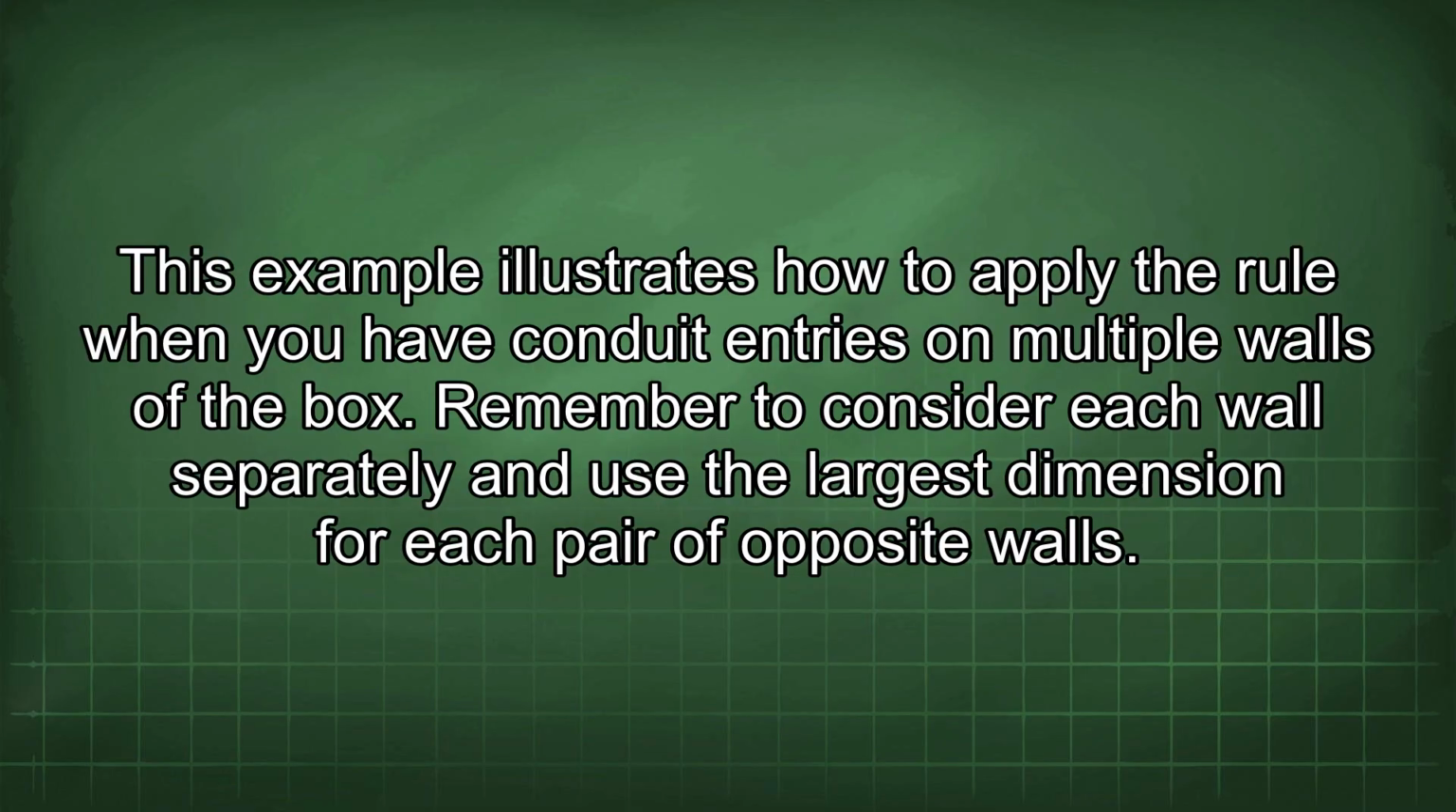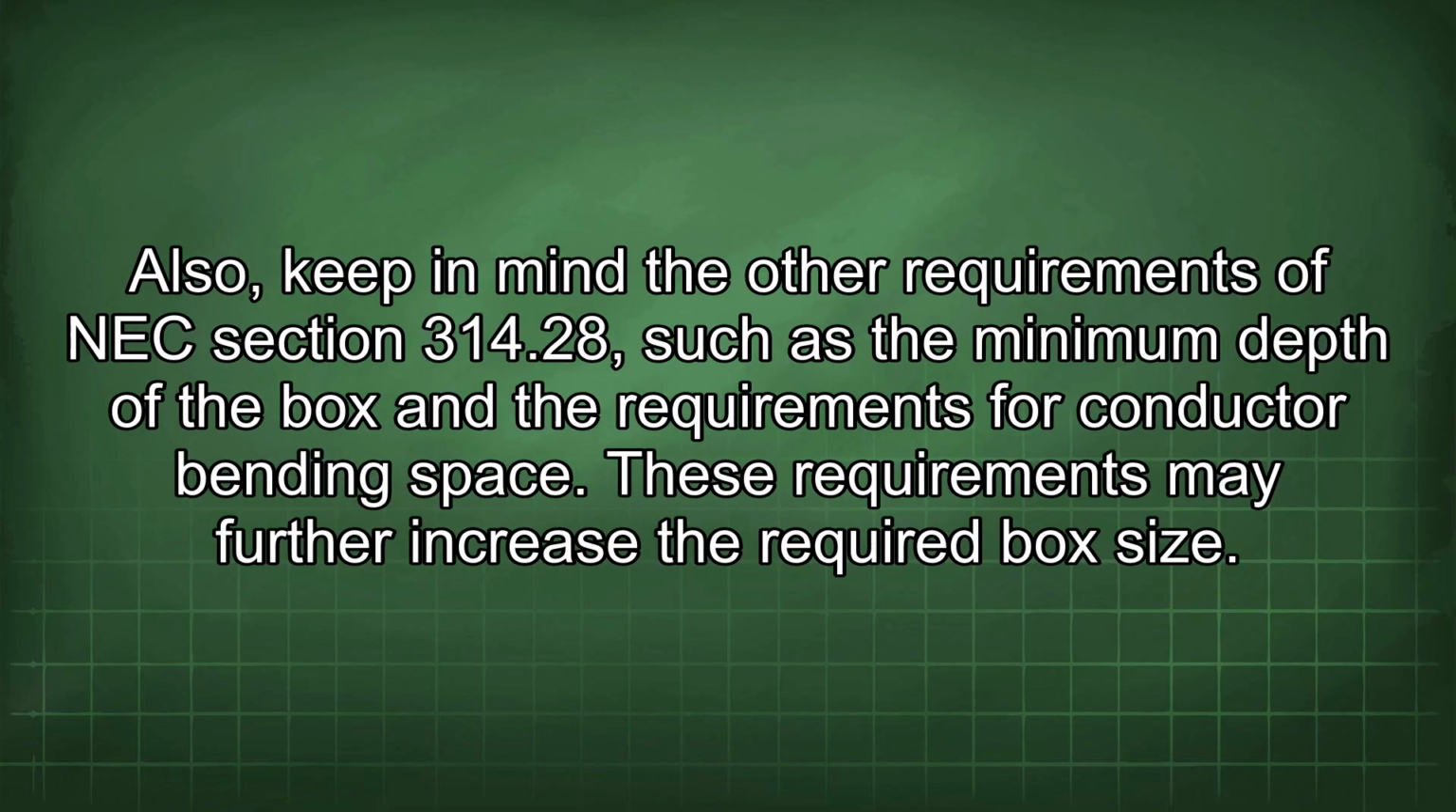This example illustrates how to apply the rule when you have conduit entries on multiple walls of the box. Remember to consider each wall separately and use the largest dimension for each pair of opposite walls. Also, keep in mind the other requirements of NEC section 314.28, such as the minimum depth of the box and the requirements for conductor bending space. These requirements may further increase the required box size.